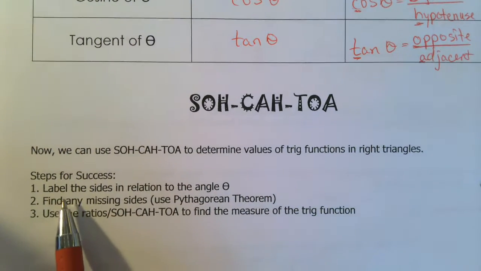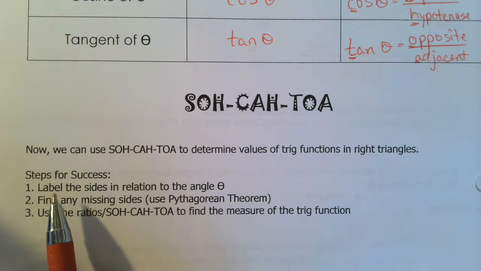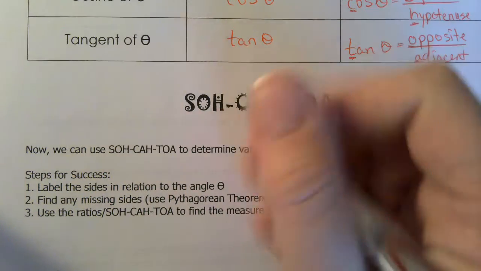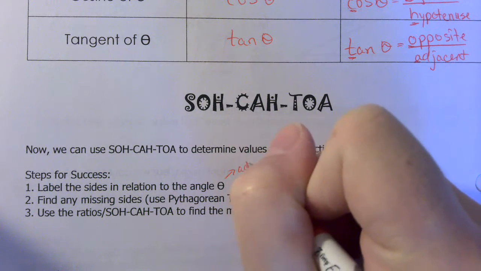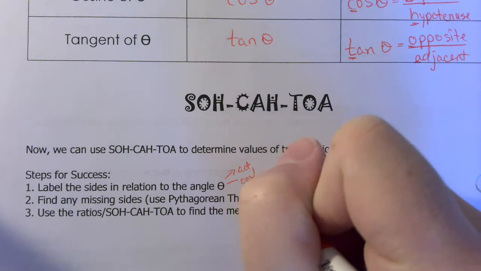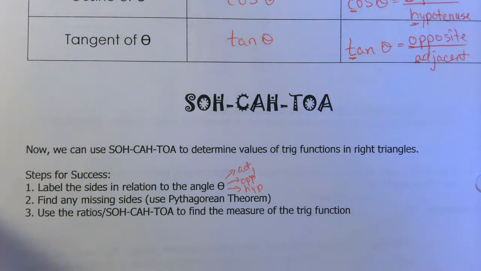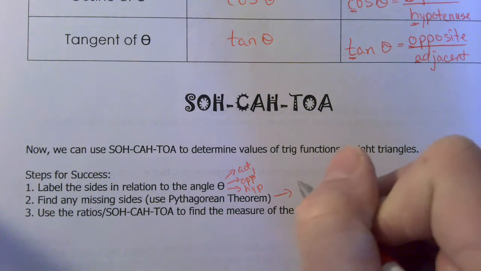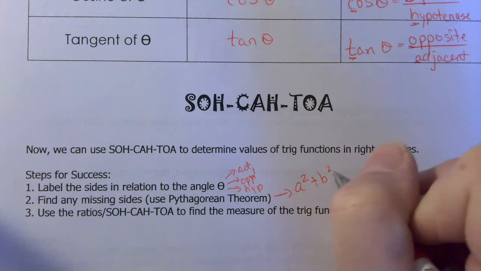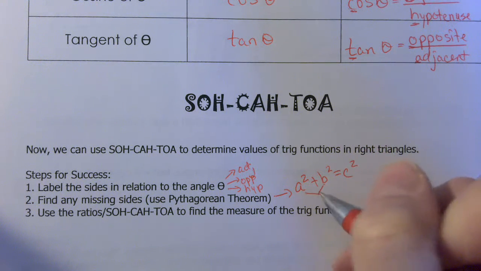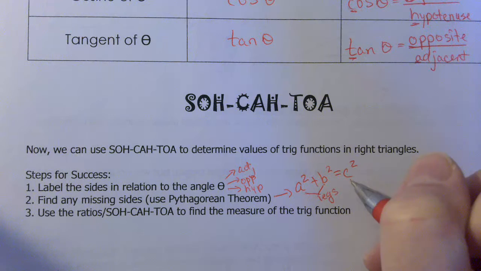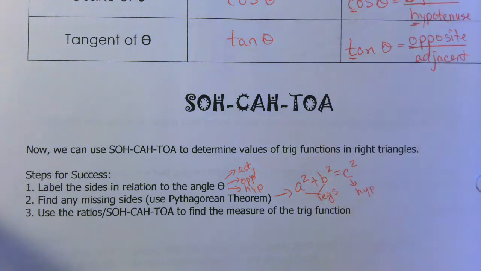Okay, so now that we know about SOH CAH TOA, here's what we would do to solve these. We want to label the sides in relation to the angle. So I'm talking about which one's adjacent, which one's opposite, which one's hypotenuse. No reason to come up to us and not have your triangles labeled. Find any missing sides using the Pythagorean Theorem. If there's something I could do, I would use the Pythagorean Theorem, which is a squared plus b squared equals c squared. Now remember, a and b have to be the legs. c is the hypotenuse. Okay?